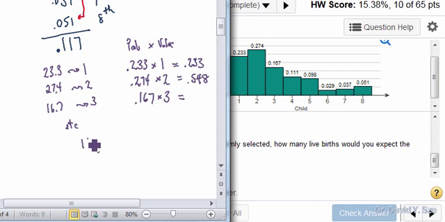This one's a little bit harder to do in my head. So this is 0.501. And we have to continue this. Times the 4 kids, 5 kids, 6 kids, etc. This is how we would do it by hand. It's a little bit tedious. Let's figure out how we can do it using StatCrunch or Excel.